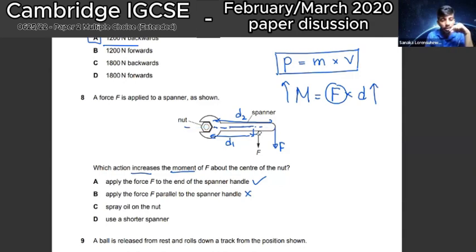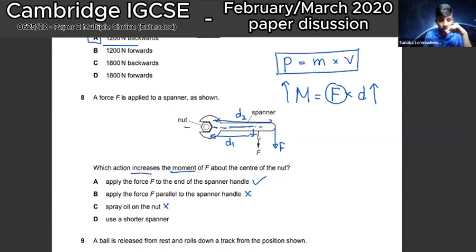Okay, third one is spray oil on the nut. Spray oil on the nut. It does not affect the moment. It is easy to get the nut off, but it does not increase the moment. This one is wrong.